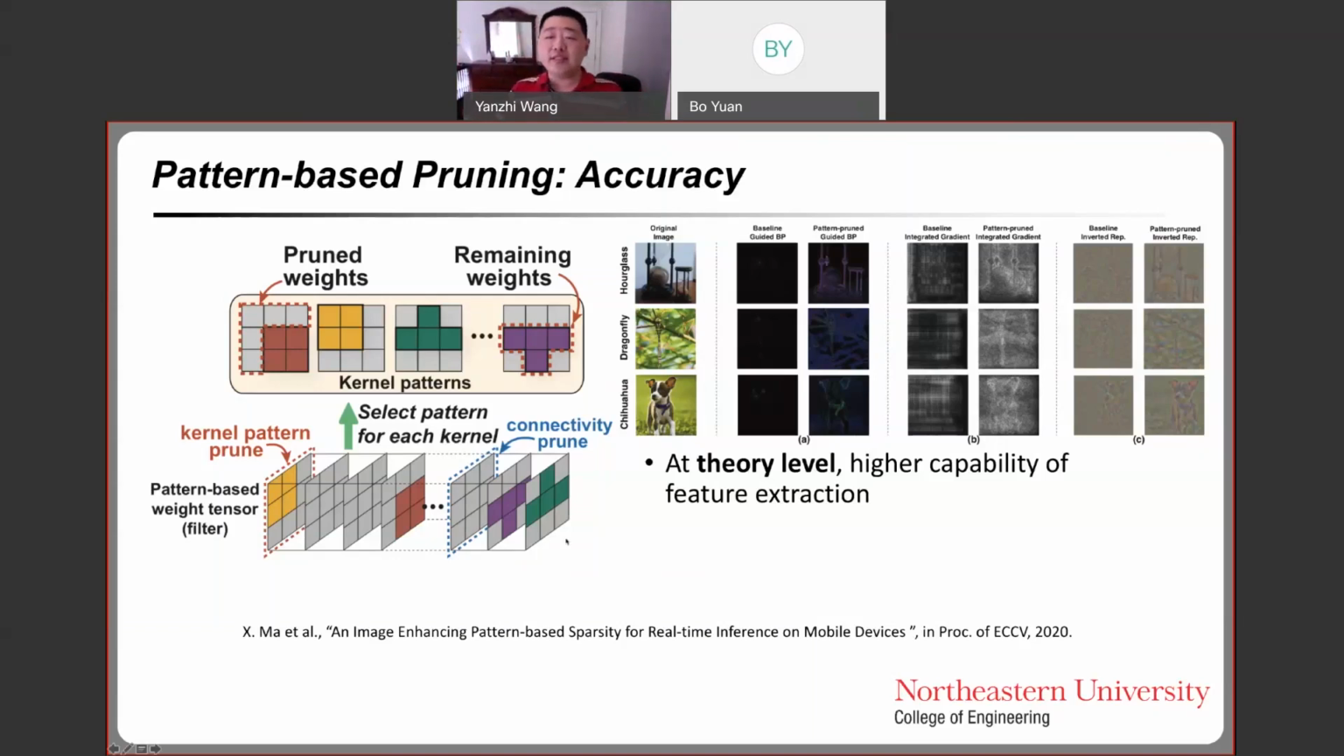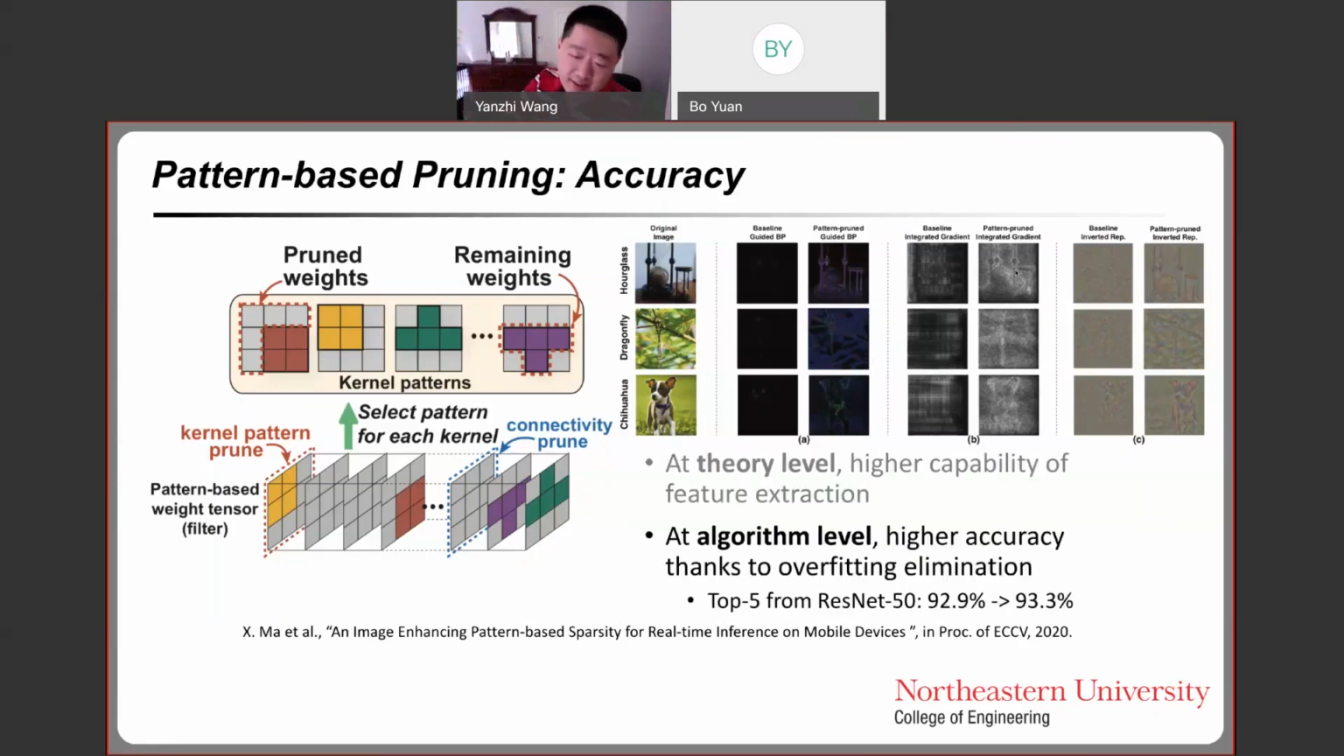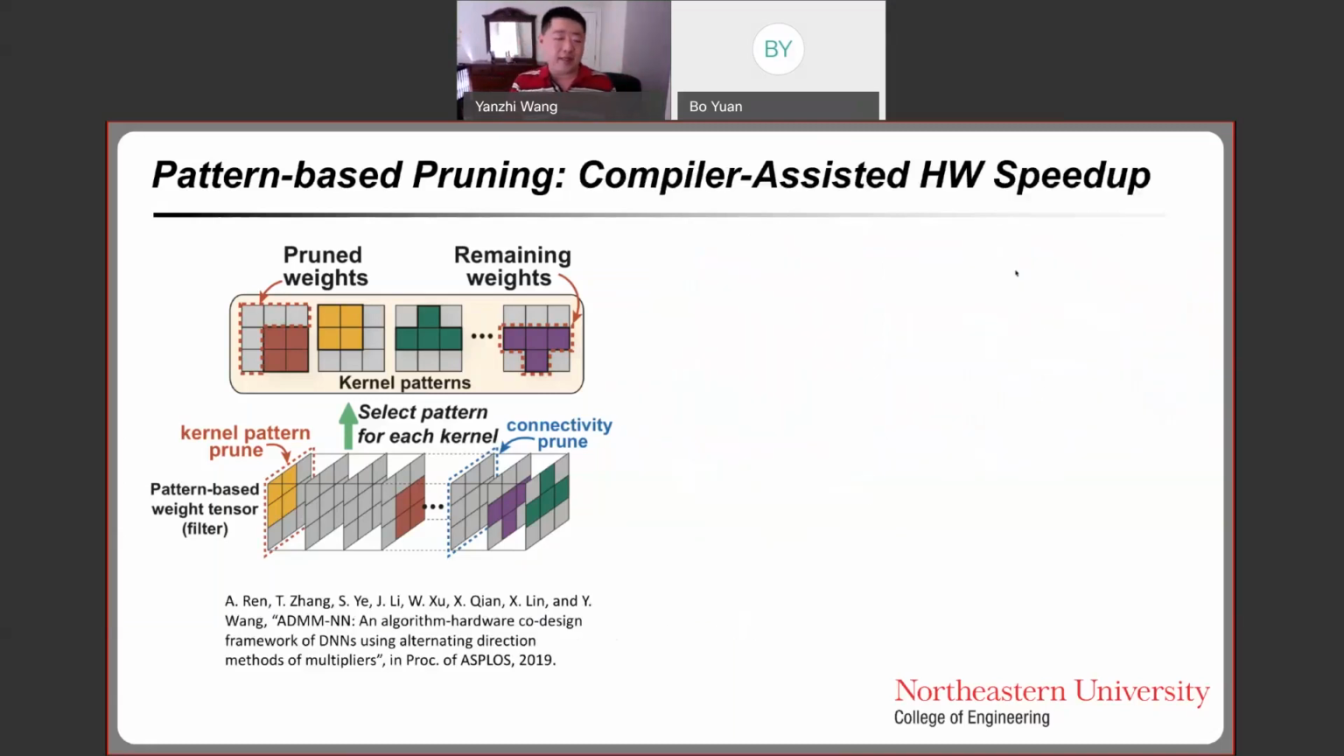If we test using the standard computer vision test, we can see that with these patterns we get a higher capability of feature extraction compared with the original neural network without patterns. So with the patterns, it is typically a good thing. At the algorithm level, as long as we apply the patterns, there is a higher accuracy due to the matching with the visual system and overfitting elimination, as we can see from this ResNet-50. The question here is that these patterns may be accurate, but how do you prove that it can be fast? Because it seems that it is still irregular.